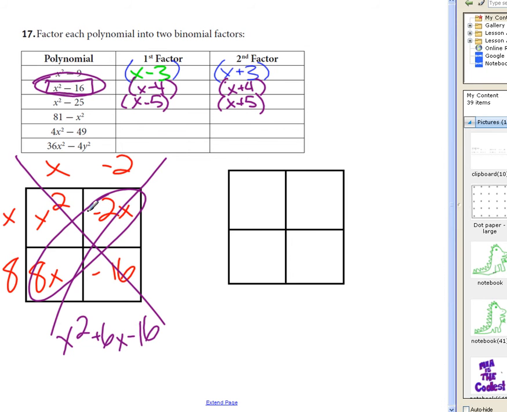Okay, now you're just guessing the same answer over and over again, saying, I don't know at the end. So let's say 81 and negative x squared.